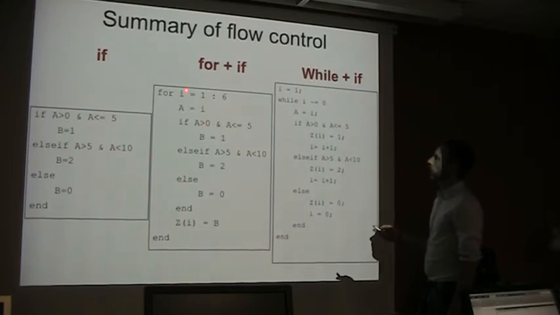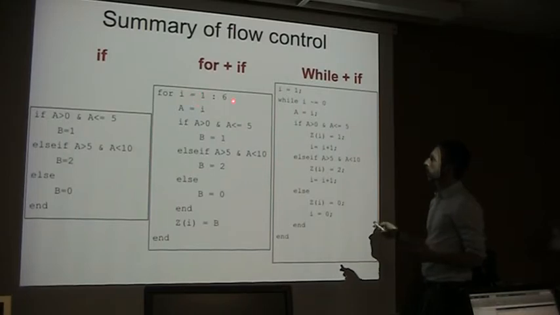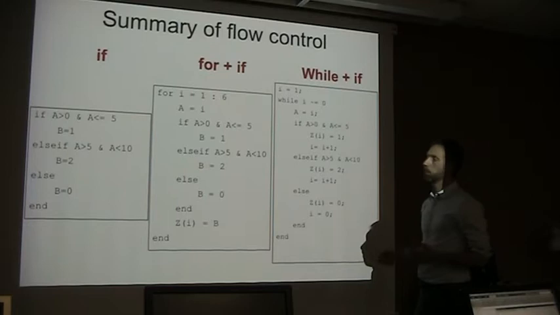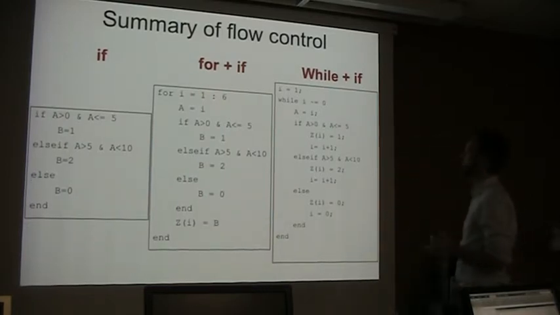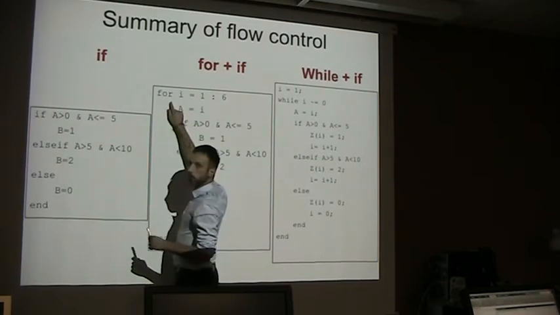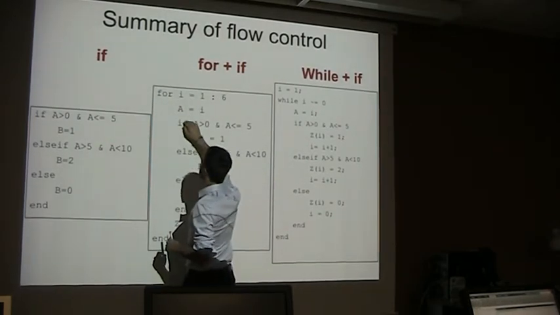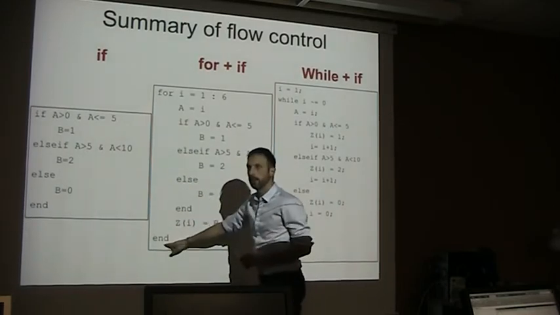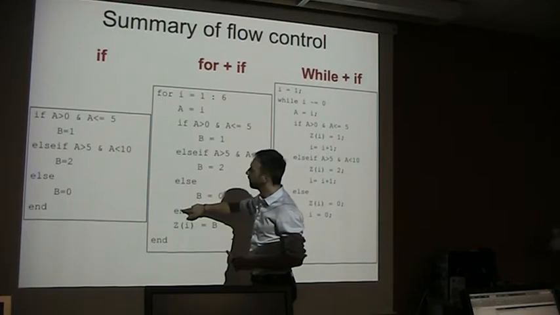For, we give it a counter. Here in this case it's i, it could be any other name. And here we tell it to go from 1 to 6, so these are 6 loops, but it could be anything else. And here you see, for example, an if nested in the for itself. That's what I meant with smart indent. So this for has an end here, and this if has an end here. Okay.